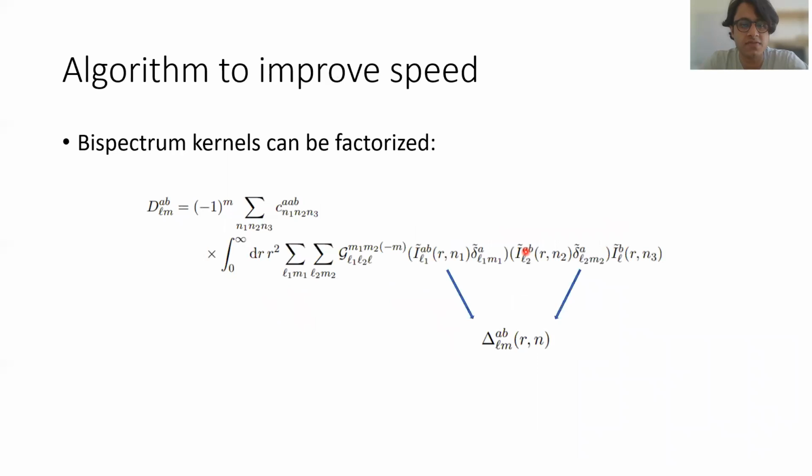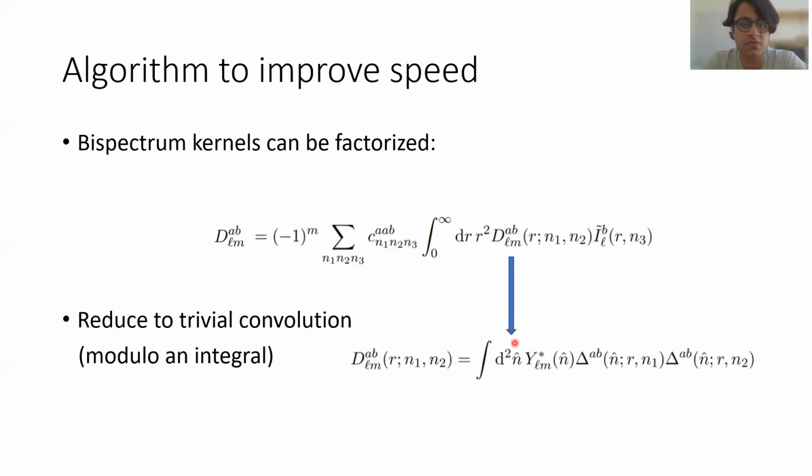Now we can combine each of these factors with a single density mode, and write this combined field as some larger field, which I call capital delta. And now the convolution has been made trivial. Now we can simply perform a product in position space of these larger fields delta and perform an FFT, modulo this overall line of sight integral. So there you have it.